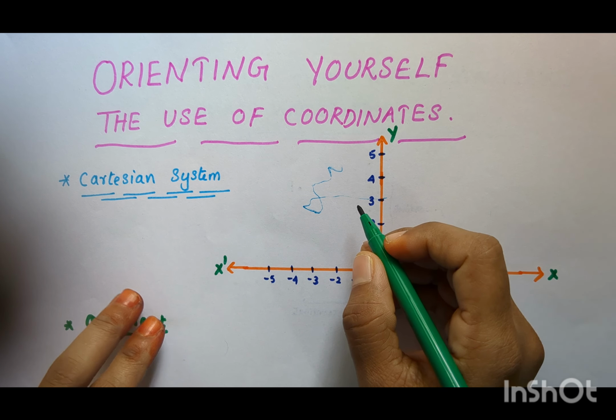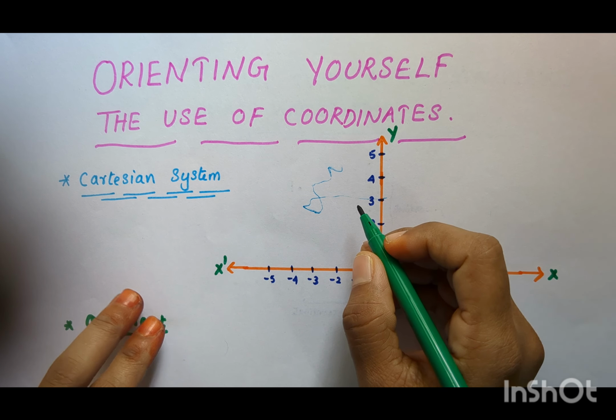That is positive values. And you see, when we consider this direction OX dash, this is the negative direction of the x-axis. That is why the values are given as -1, -2, -3, -4, -5, negative values. Similarly, this direction OY dash is the negative direction of the y-axis. That is why the values are given as negative here.